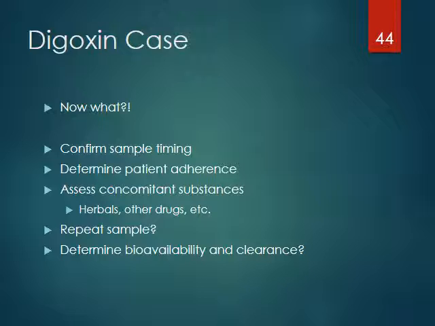Determine the patient adherence, to make sure they're actually taking it like they're supposed to. And then we also want to assess for other concomitant substances, so other herbal products or other drugs which might be interacting. In some cases, you may say, well, let's just repeat the sample and see if that's still accurate, because it could be a case where you had a bad assay the first time. And then again, we're going to determine the bioavailability and determine clearance. So look at renal insufficiency, things like that, to determine if that could be playing a role in this elevated level.